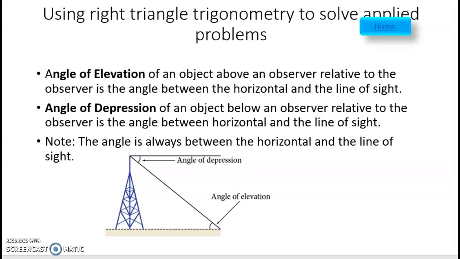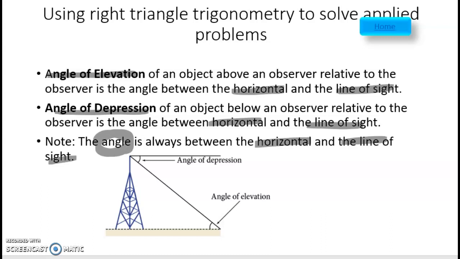Okay, now let's talk about using right triangle trig to solve applied problems. Now we need to talk about the angle of elevation and the angle of depression. The angle of elevation of an object above an observer related to the observer is the angle between the horizontal and the line of sight. The angle of depression of an object below an observer related to the observer is the angle between the horizontal and the line of sight. Notice the angle is always between the horizontal and the line of sight.